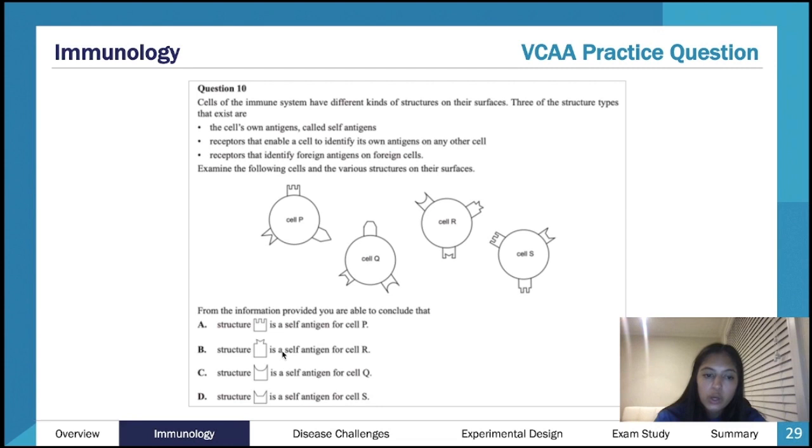Let's check the others. Cell Q. So this fits into this. This must be your self antigen. This must be your receptor. This is your foreign one, which is not right here. And lastly, this fits into this. So this must be the receptor and the self antigen. This must be the foreign one, which again is incorrect. So the only one that's right is B.